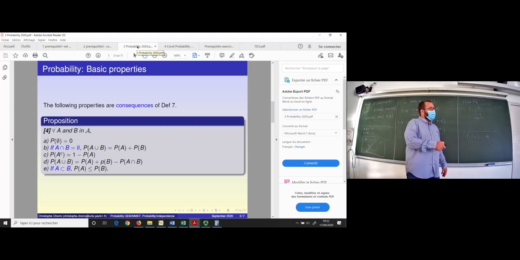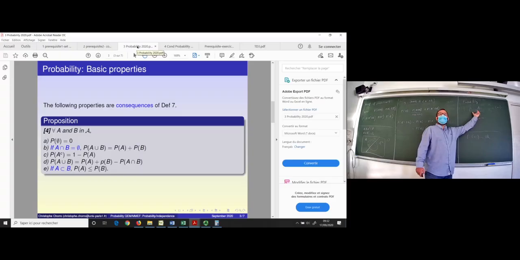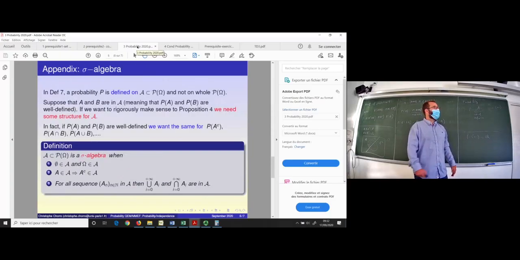And typically, if I come back to this one, I see that if I am able to compute the probability of A and the probability of B, that is, A and B are in the set of definition, but I want to be able to compute this one, for example, or this one. So it means that A needs to have some structure. This structure is something we call, and it will be the last time I pronounce this word in this course, a sigma algebra.